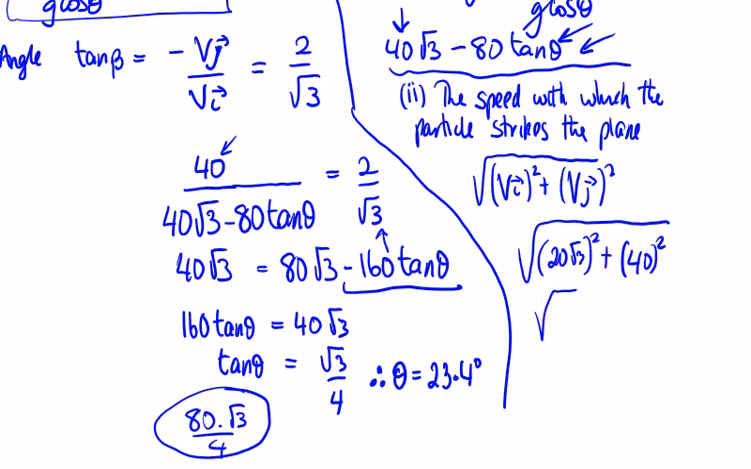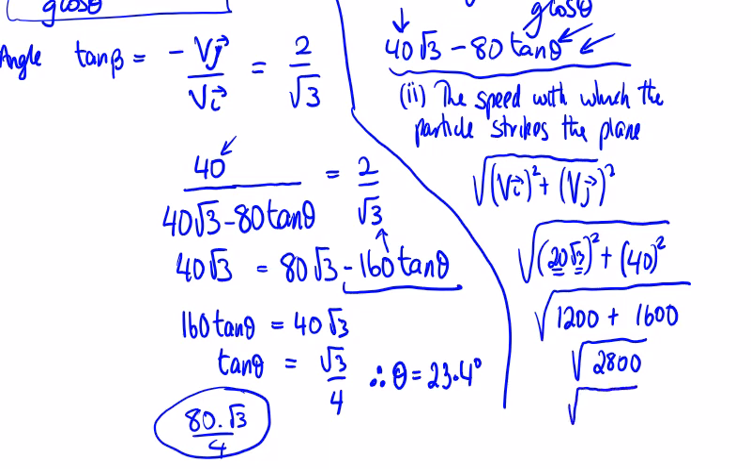So that's going to give me 400 by 3, which is 1200. And 40 squared is 1600. So the square root of 2800. I haven't learned that one off. I need to use my calculator. 52.92 meters per second.